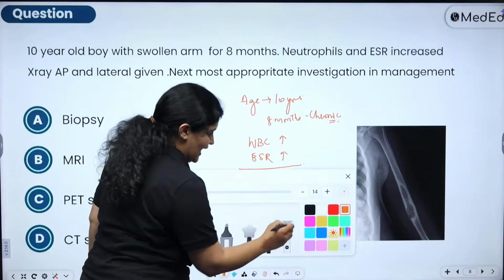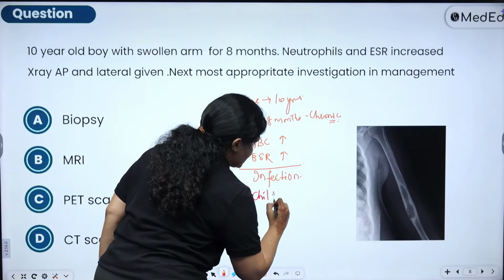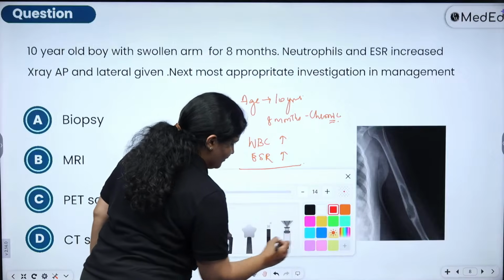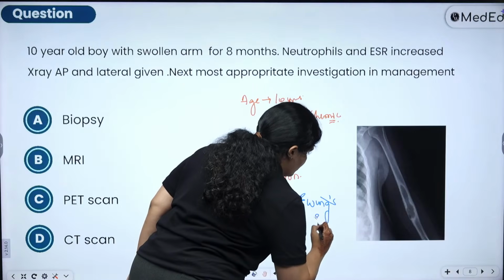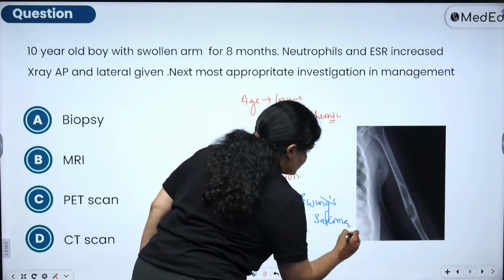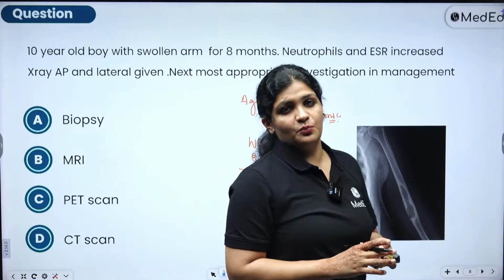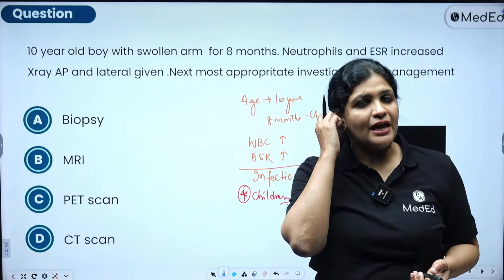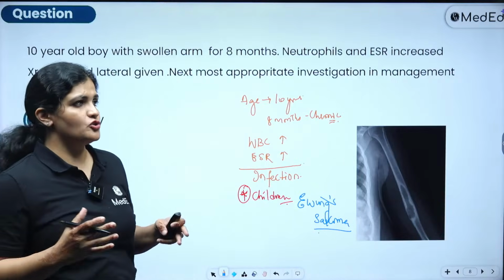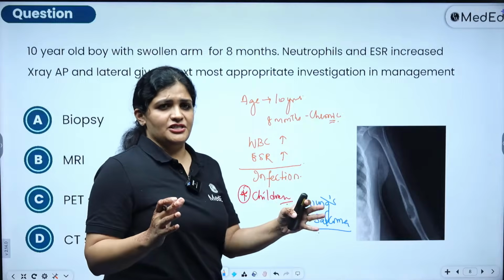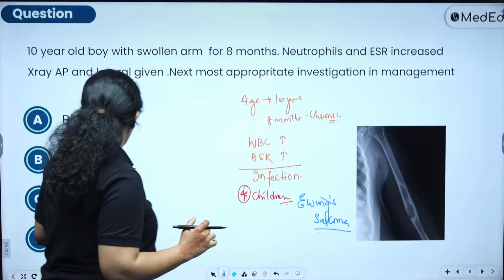But there is a catch here. Whenever you're dealing with infections in children, always remember, one of our favorite tumors, your Ewing's sarcoma, has to be ruled out. Because in Ewing's sarcoma also there is a chance of raised WBC, raised ESR, age being 10 years, and the patient might present with fever. So these are all the signs and symptoms of both Ewing's and infection. So what is the ideal investigation to rule out which is which? The answer would be biopsy.